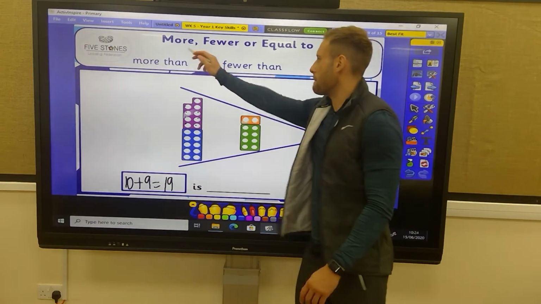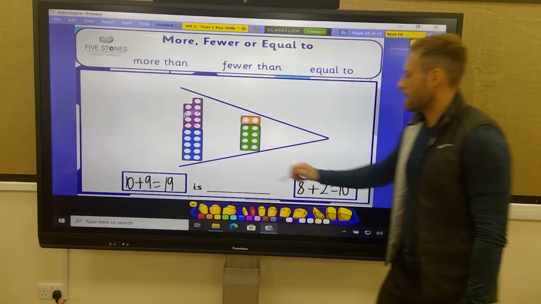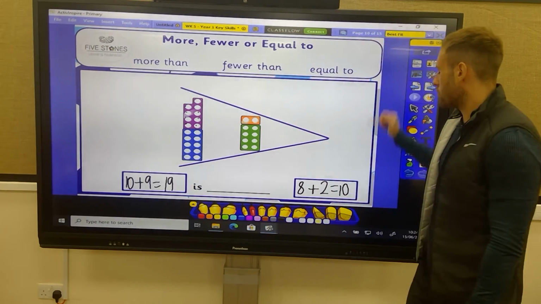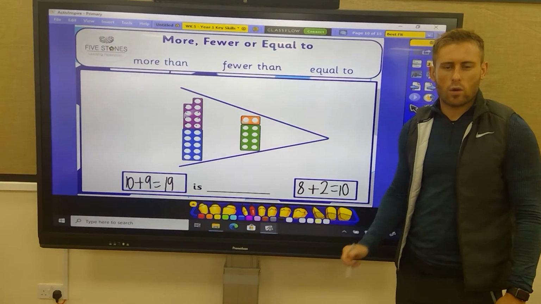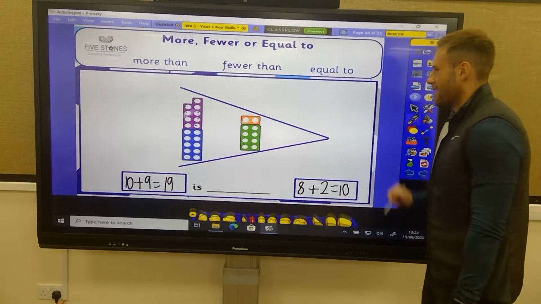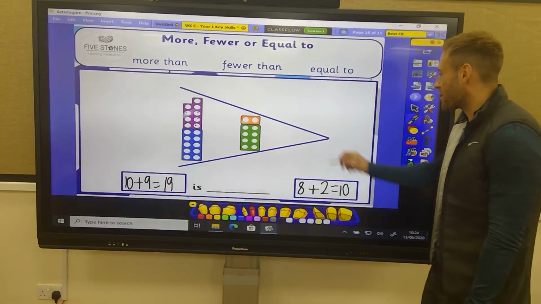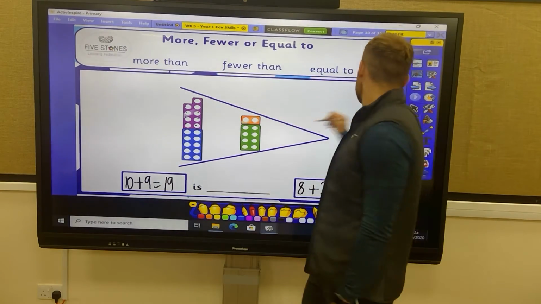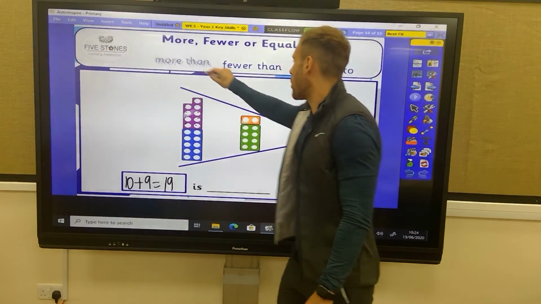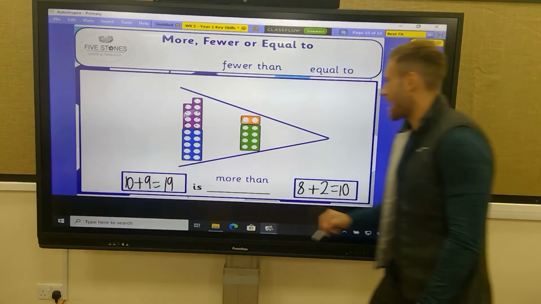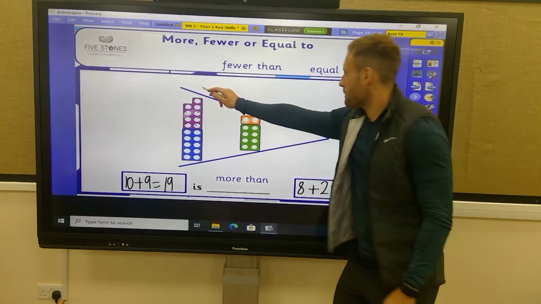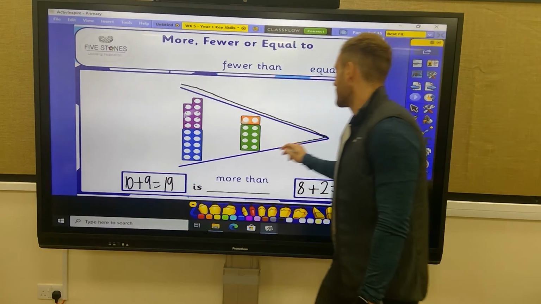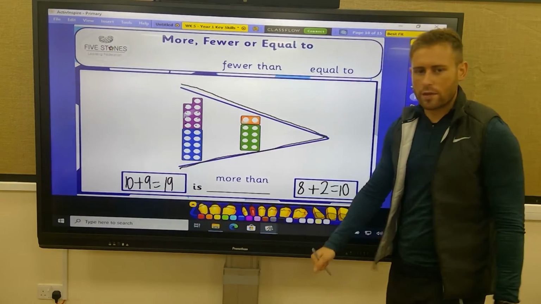Is 19 more than 10? Is 19 fewer than 10? Or is 19 equal to 10? Which do you think? Yes, 19 is more, because we can see there's lots more fitting into our symbol. So 19 is more than 10. And can we see the symbol here? This is known as our more than symbol. So this is our more than symbol.